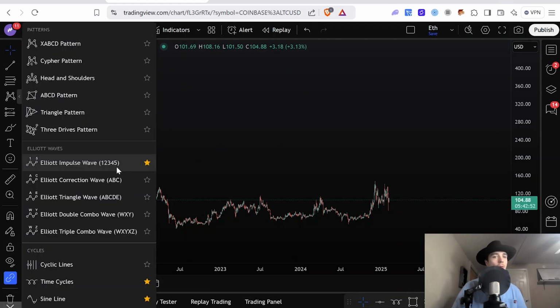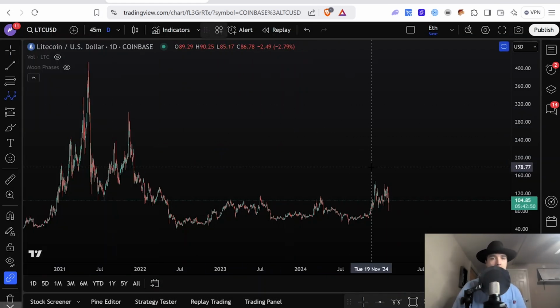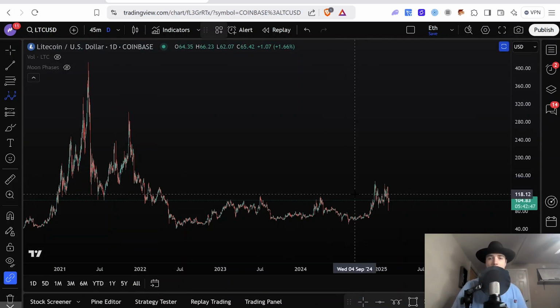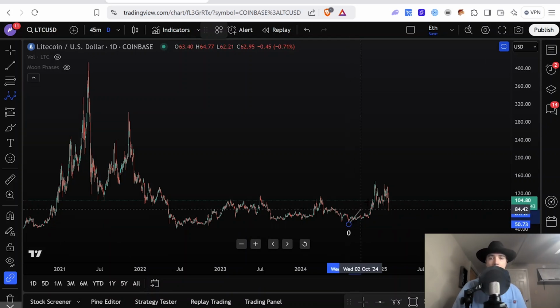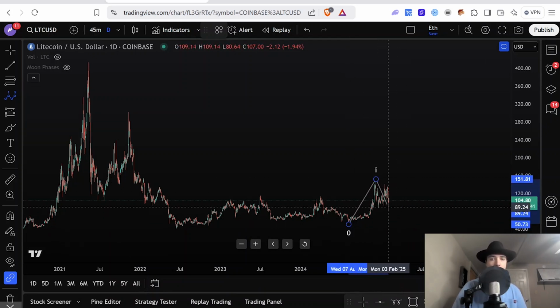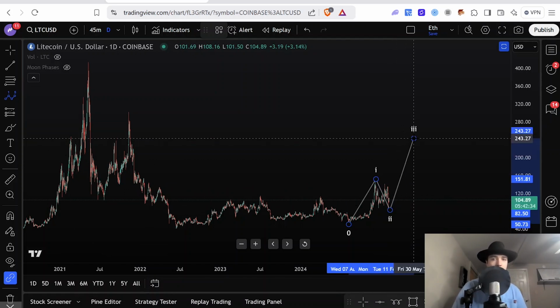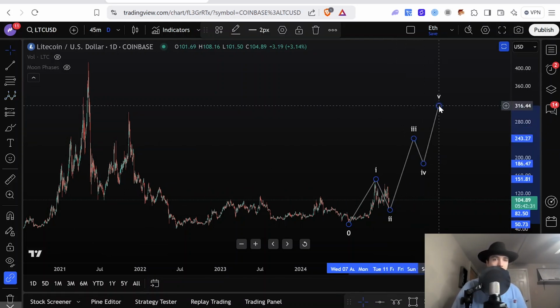Okay, so Litecoin, we're starting off here on the daily candlesticks. And the first thing I want to show you guys here is the Elliott wave count for Litecoin. So we have wave 1 and wave 2. You can see this ABC correction down for wave 2. Now we're expecting wave 3, wave 4, and wave 5 to come in the near future for Litecoin.